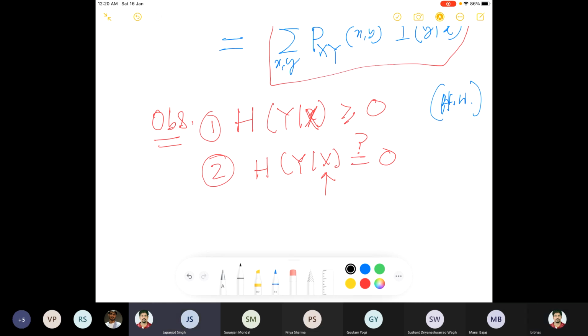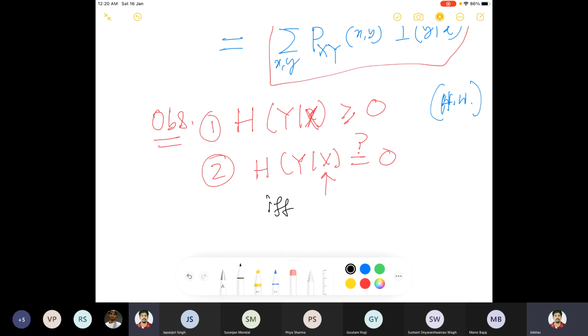If we have A1 to AK and B1 to BK, then A1 will get mapped to A1. That means the probability of B1 given A1 should be 1, and for all other cases it should be 0. Okay, let me put it this way.